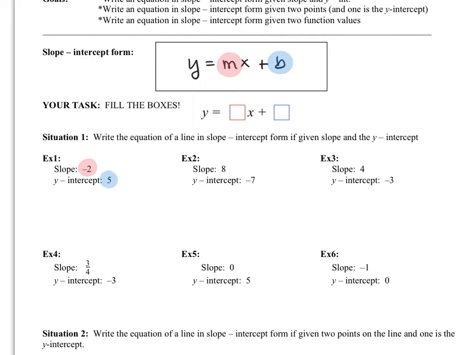For example, my first linear equation would be y equals negative 2x plus 5. I've put my slope as my coefficient of x, and I've put my y-intercept as the number being added, in this case because it's positive. Pause the video, try examples 2 through 6. Be sure your answer is in the simplest form possible. Press play when you're ready to check your answers.